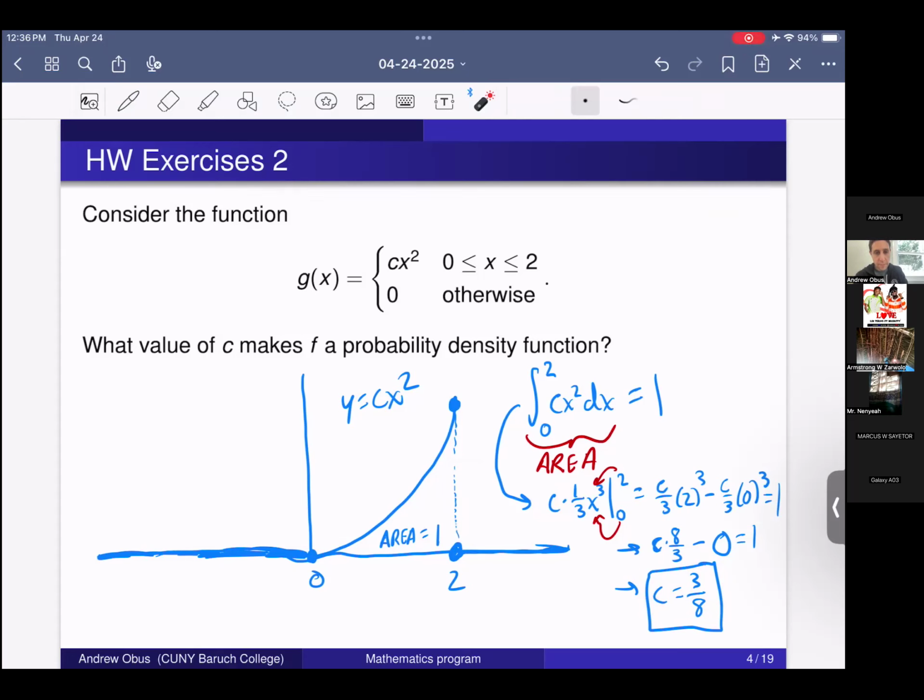Okay, so you just set up the equation that the area equals 1, and then by evaluating this integral, you can solve for c. Using this algebra, we get c times 8/3 minus 0 equals 1, and solving that for c gives us 3/8, because we multiply both sides by 3/8. All right, any questions on this?